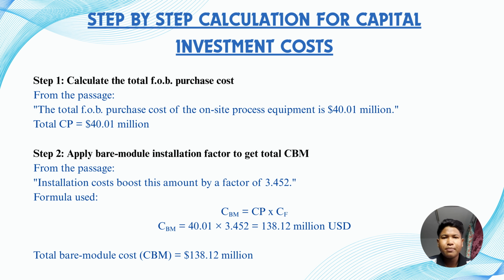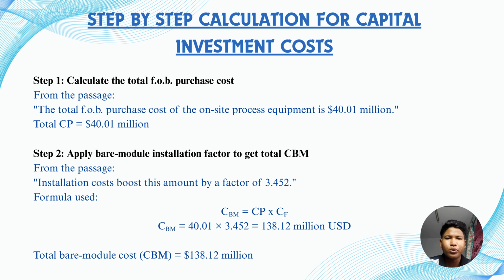Step 2. Apply the bare module installation factor to get the total CBM. From this passage, installation cost boosts this amount by a factor of 3.452. Formula: CBM is equal to CP times CF. CBM is the cost bare module, CP is the cost purchase, and CF is the cost factor. CBM is equal to 40.01 times 3.452, which is equal to 138.12 million USD.